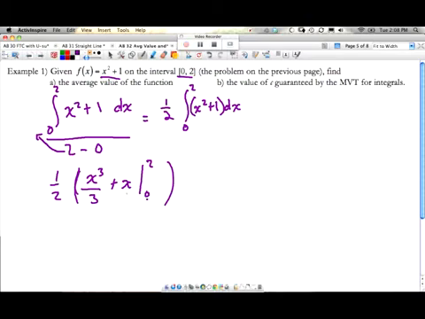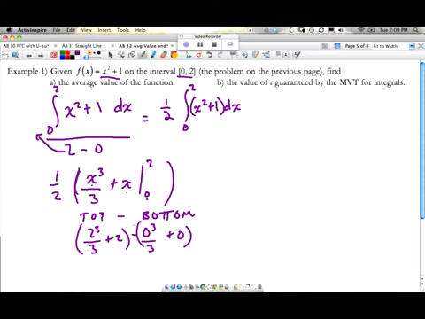Notice that when we plug in the 0, this is kind of interesting. These two terms here are just x. There are no constants, which means when I plug in 0, those two terms are going to be 0. So really when I'm doing my top minus my bottom, for the top we're going to have 2 cubed over 3 plus 2. And on the bottom we'll have 0 cubed over 3 plus 0. So it's just 0, 0, 0, 0, lots of zeros. And we're going to multiply that whole thing by 1/2.